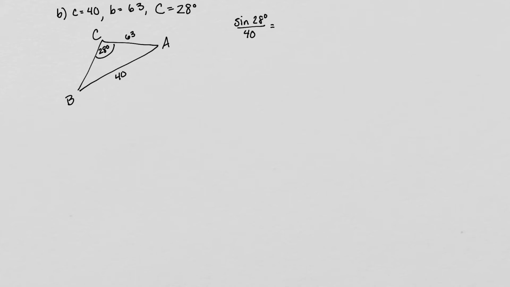And then we either need to use A or we need to use B. And I should have labeled this here as little a. I'm going to pick B. The reason I'm not going to pick A is because I don't know angle A and I also don't know side A. So I'd be making an equation with two things I don't know. At least in the B, I happen to know the side. So this is going to be equal to the sine of angle B, which I don't know, divided by the side, which is 63.